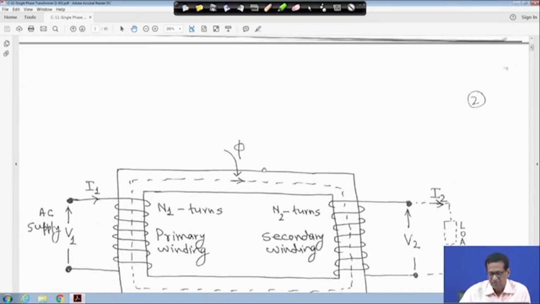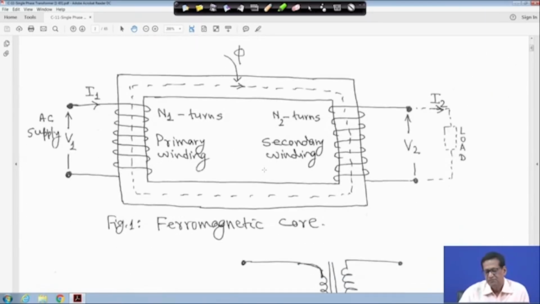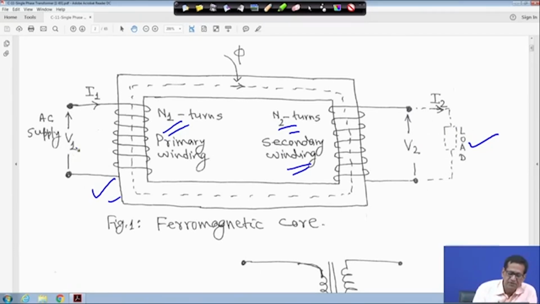Now, for example, suppose you consider a ferromagnetic core, and you have the primary side with n1 number of turns, and the secondary with n2 number of turns. In the secondary, the load is also connected, but shown with a dashed line, that means the load is not connected. Now, an alternating supply voltage, say V1, is given, right.